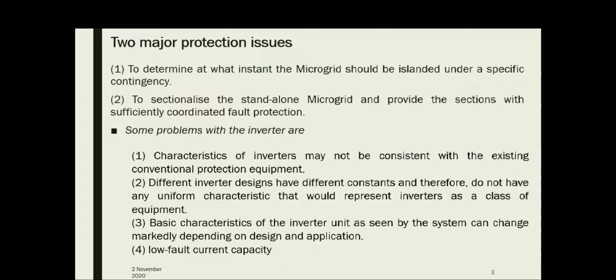Some of the problems are with the inverters, because although the characteristics and performance of most protection elements of a microgrid are consistent with those present in the utility distribution network, it is not the same for the micro sources, not the same for the micro source power electronics inverter systems, because of the following reasons. The characteristics of inverter may not be consistent with the existing conventional protection equipment, and different inverter designs have different constants and therefore do not have any uniform characteristics that would represent inverter as a class of equipment. And basic characteristics of inverter unit as seen by the system can change markedly depending upon design and application.